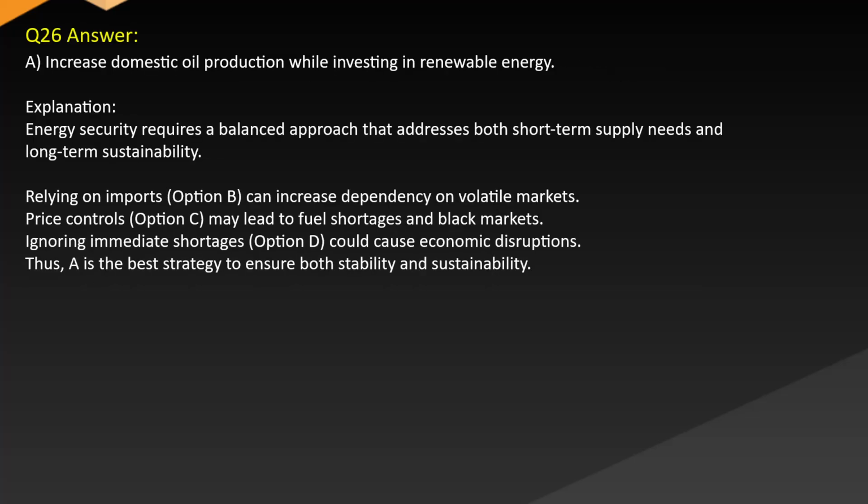Answer A. Increase domestic oil production while investing in renewable energy. Explanation. Energy security requires a balanced approach that addresses both short-term supply needs and long-term sustainability. Relying on imports, option B, can increase dependency on volatile markets. Price controls, option C, may lead to fuel shortages and black markets. Ignoring immediate shortages, option D, could cause economic disruptions. A is the best strategy to ensure both stability and sustainability.